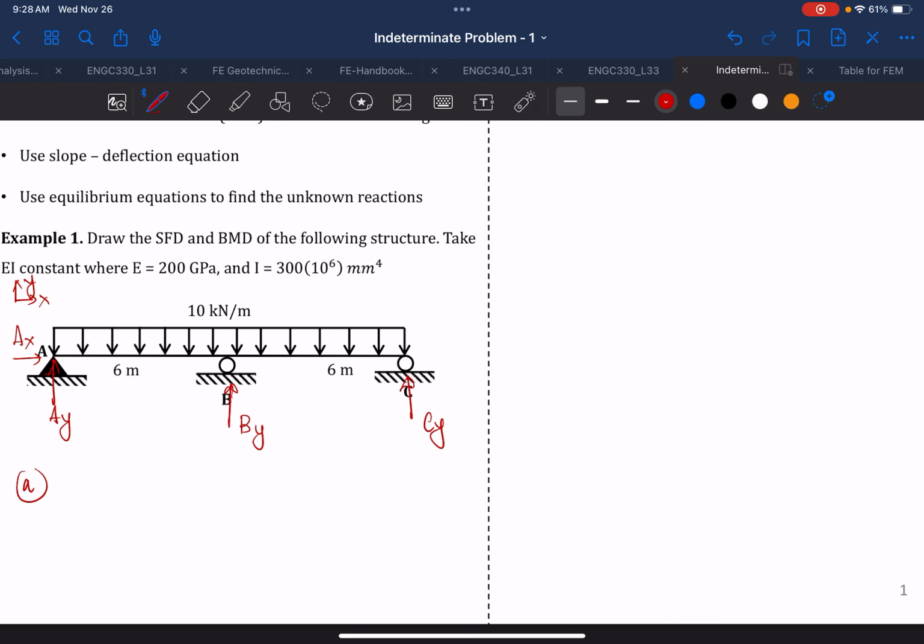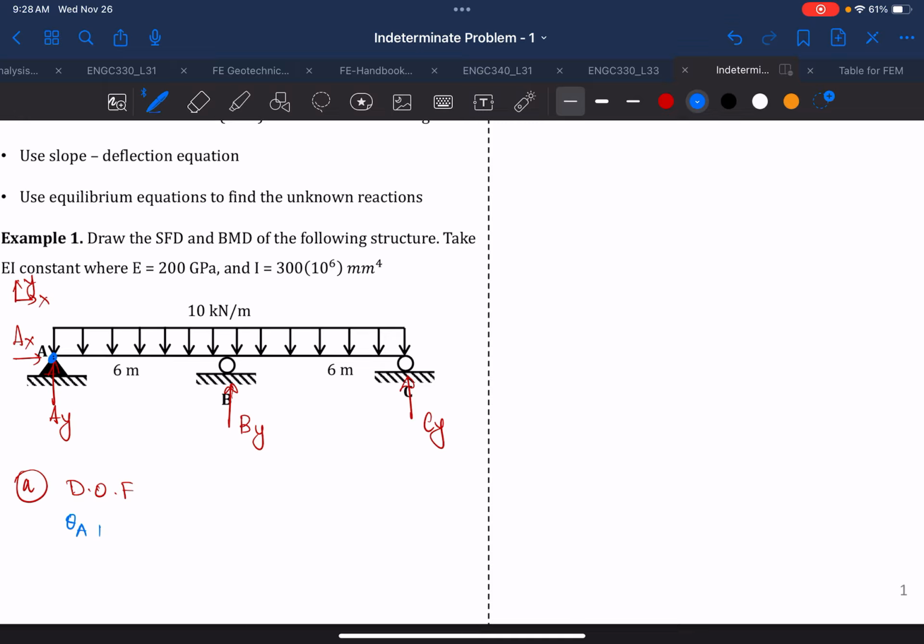So the first thing is to find what is your degree of freedom. And what is degree of freedom? We are going to look at each joint. So at joint A, it's not moving up or down, neither is it moving sideways, but it can rotate freely. So we have 1 degree of freedom at A. So we have theta A as your degree of freedom.